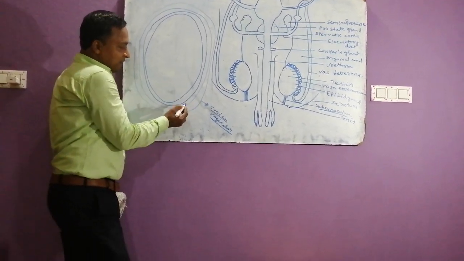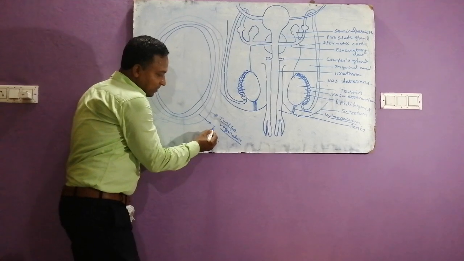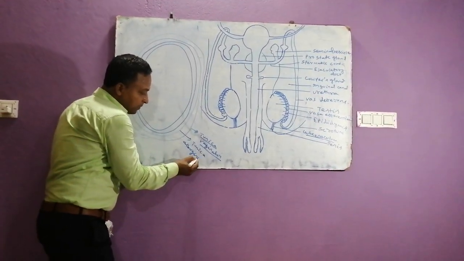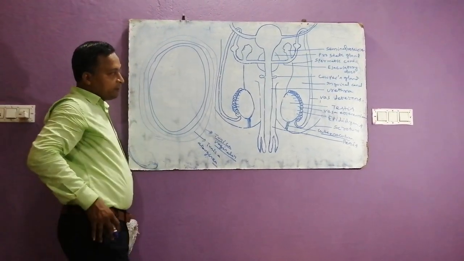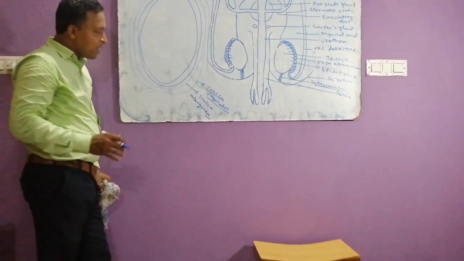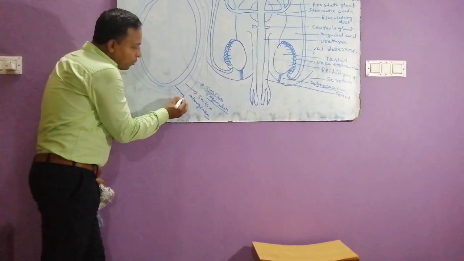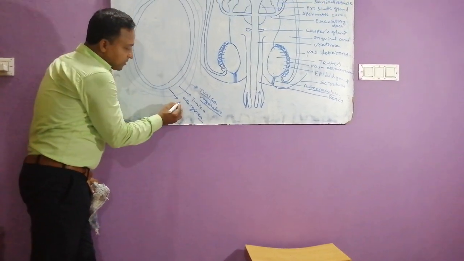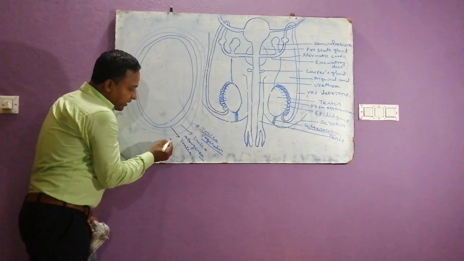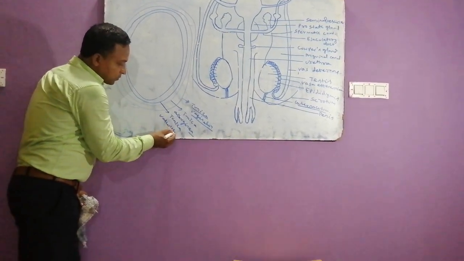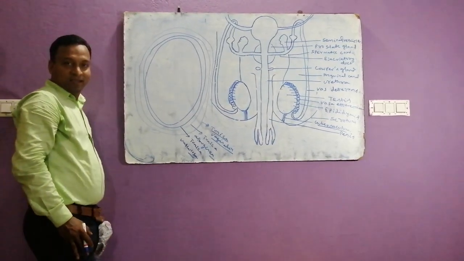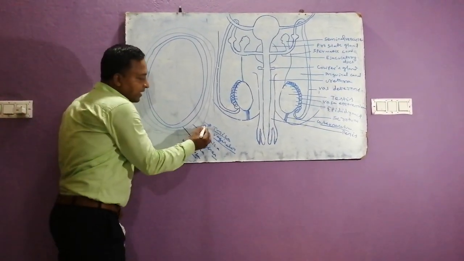The middle one is called tunica albuginea. And the next one, the innermost, which is closely attached to the testis, is called tunica vasculosa.